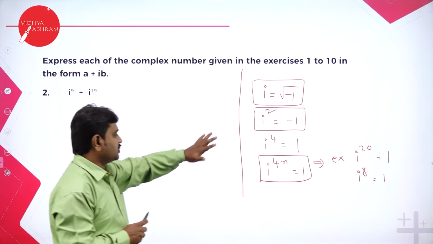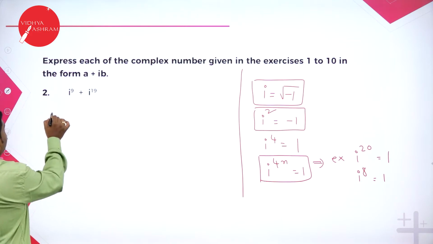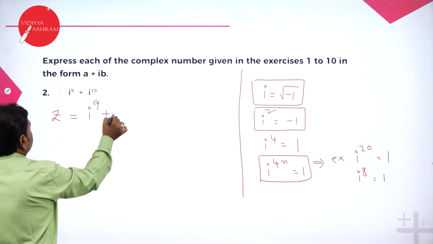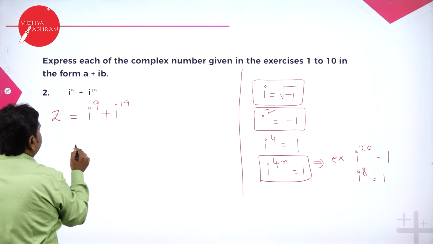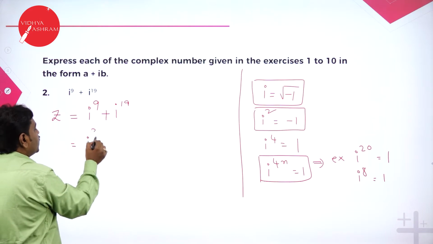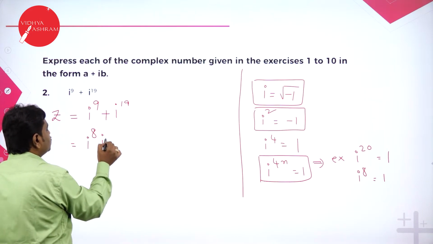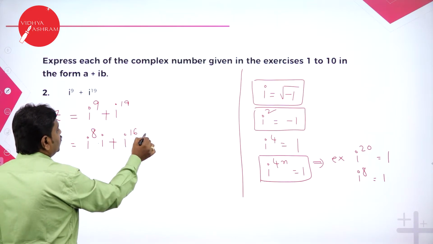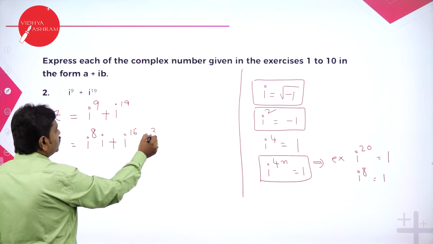So now these are the basics. Now they want you to write this in a plus ib form. The given problem is i power 9 plus i power 19. So take the nearest 4 multiple. Can I write i power 9 as i power 8 into i? Because 8 is a 4 multiple. i power 19, I'll write it as i power 16 into i power 3.